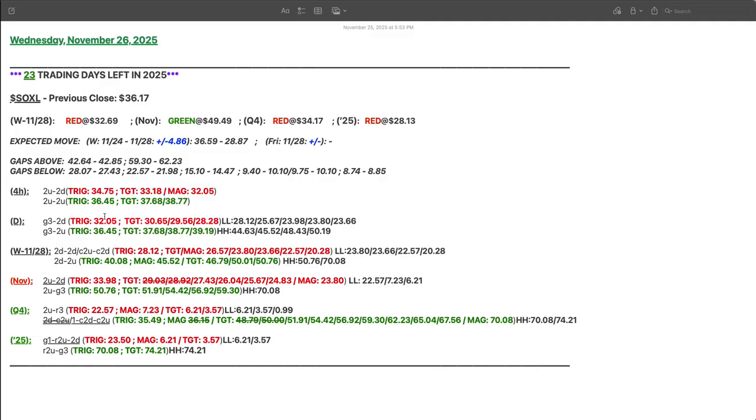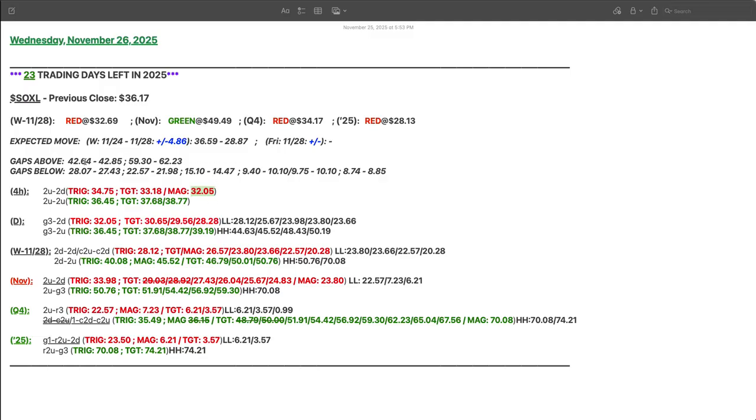Once we get past that previous low of day or previous high of day target, then you want to start looking at the triggers and targets for the 4-hour and day time frame. Like we talked about before, if we push to the downside, that gives us a 2 up, 2 down on the 4-hour. That triggers at 34.75. So if we go below 34.75, that does have a magnitude of 32.05.